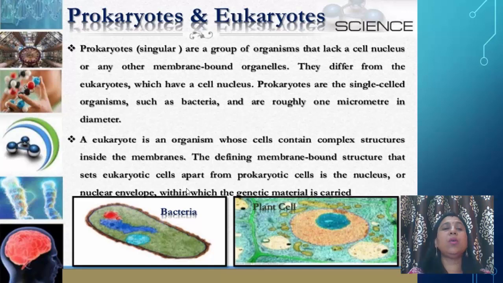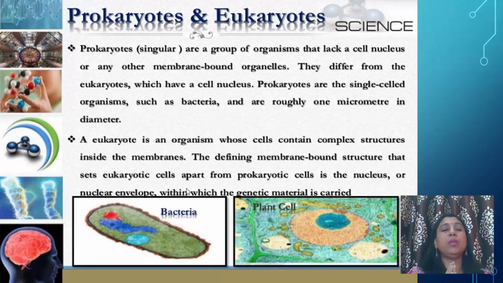Prokaryotes are single cell organisms such as bacteria and are roughly 1 micrometer in diameter. The nuclear material, that means the nucleus is without the nuclear membrane, therefore it is known as nucleoid. The nuclear material of a prokaryote is known as nucleoid.